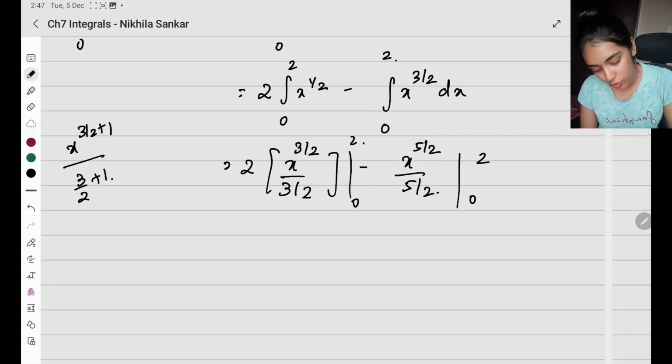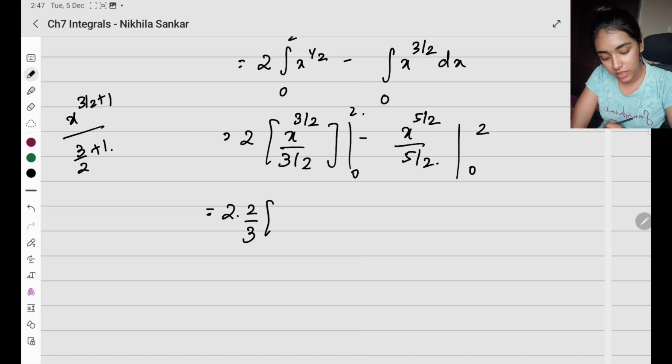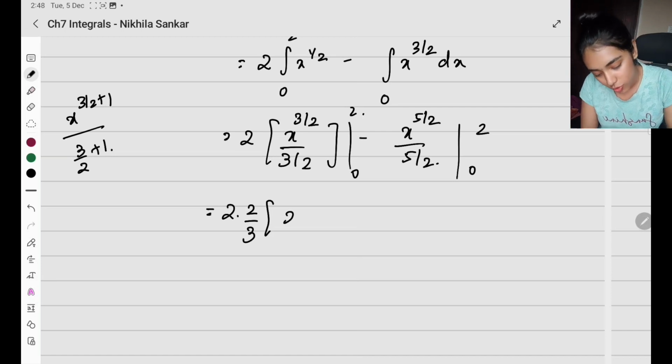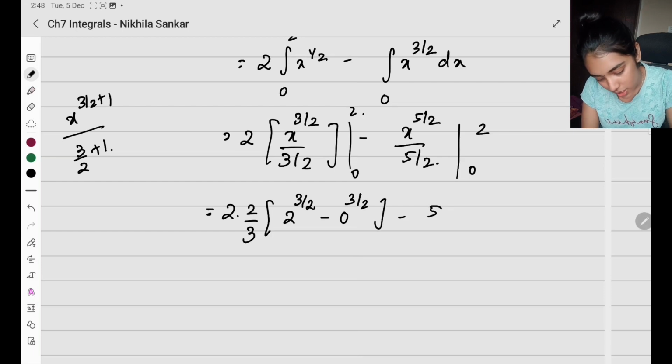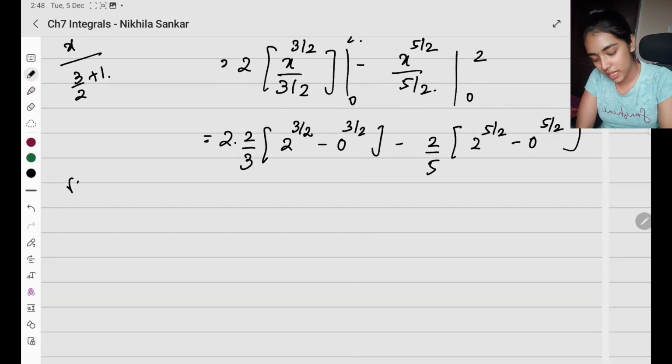So this is going to be 2 times 3 by 2 becomes 2 by 3. Inside the bracket, I have upper limit minus lower limit. So 2 to the power 3 by 2 minus 0 to the power 3 by 2, minus 5 by 2 becomes 2 by 5. So 2 by 5 times 2 to the power 5 by 2 minus 0 to the power 5 by 2. So now how can we write 2? Can we write root 2 the whole square? So that I am going to do.